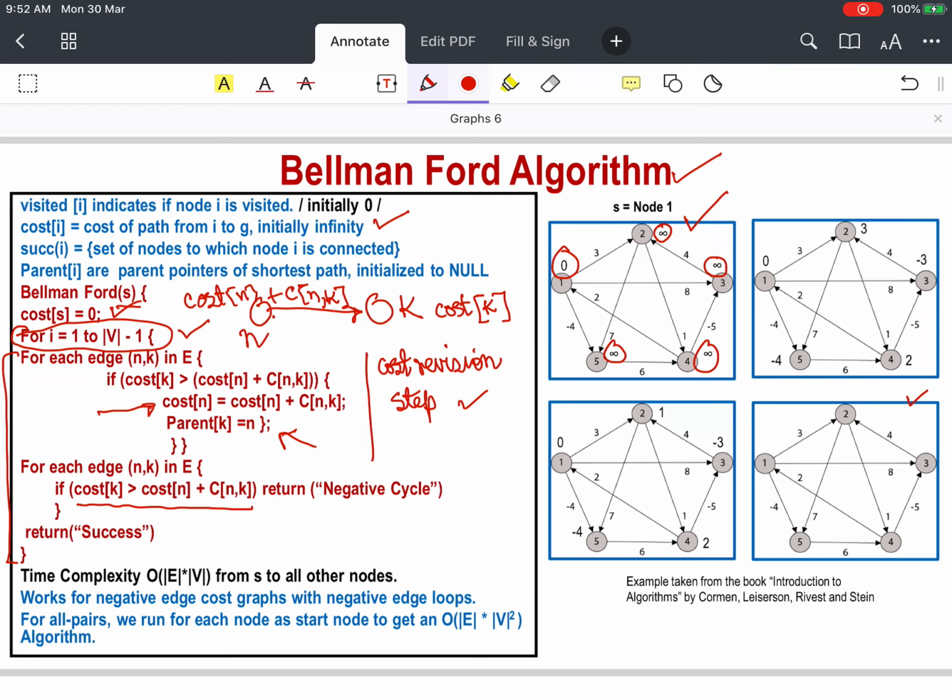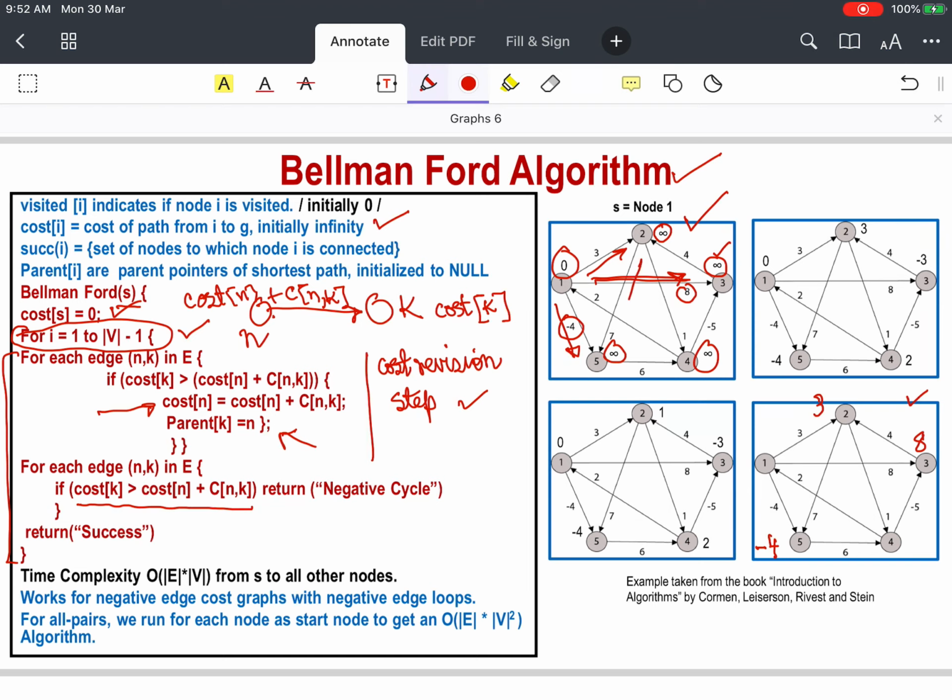Let us do that in this figure. From 1 to 3, there is an edge. The cost of 2 is infinity. The cost of 1 is 0. So 0 plus 3, as is here, this cost will become 3. Next, let us look at this edge. Now we have done this edge. So this is 0, this is 8. This was infinity, so this becomes 8. Next we do this edge. This is minus 4. This was originally infinity, so this becomes minus 4. Then we have covered all edges from here.